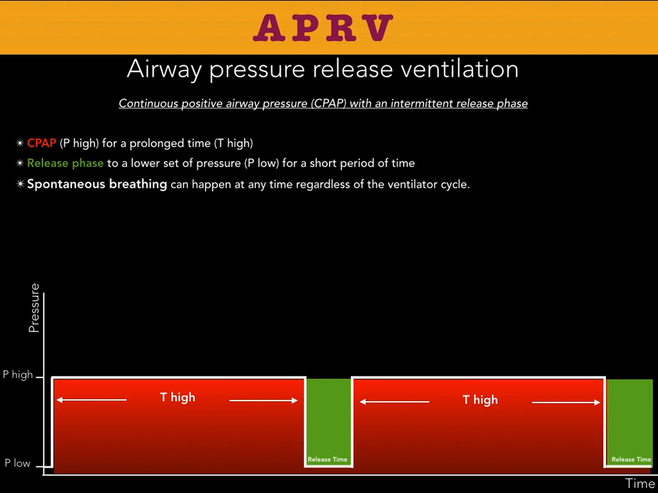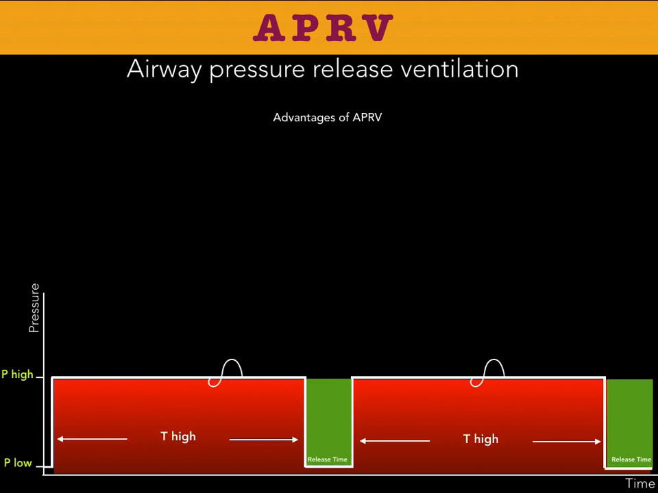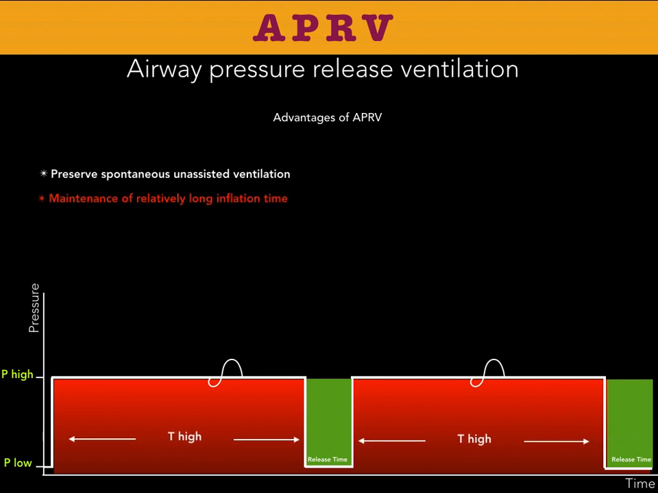In summary, APRV is inverse ratio pressure-controlled intermittent mandatory ventilation with unrestricted spontaneous breathing based on the open lung approach to ventilation. The major advantages over other modes of conventional ventilation are the preservation of spontaneous unassisted ventilation throughout the entire ventilatory cycle, maintenance of relatively long inflation time, and potential lung protective benefits.